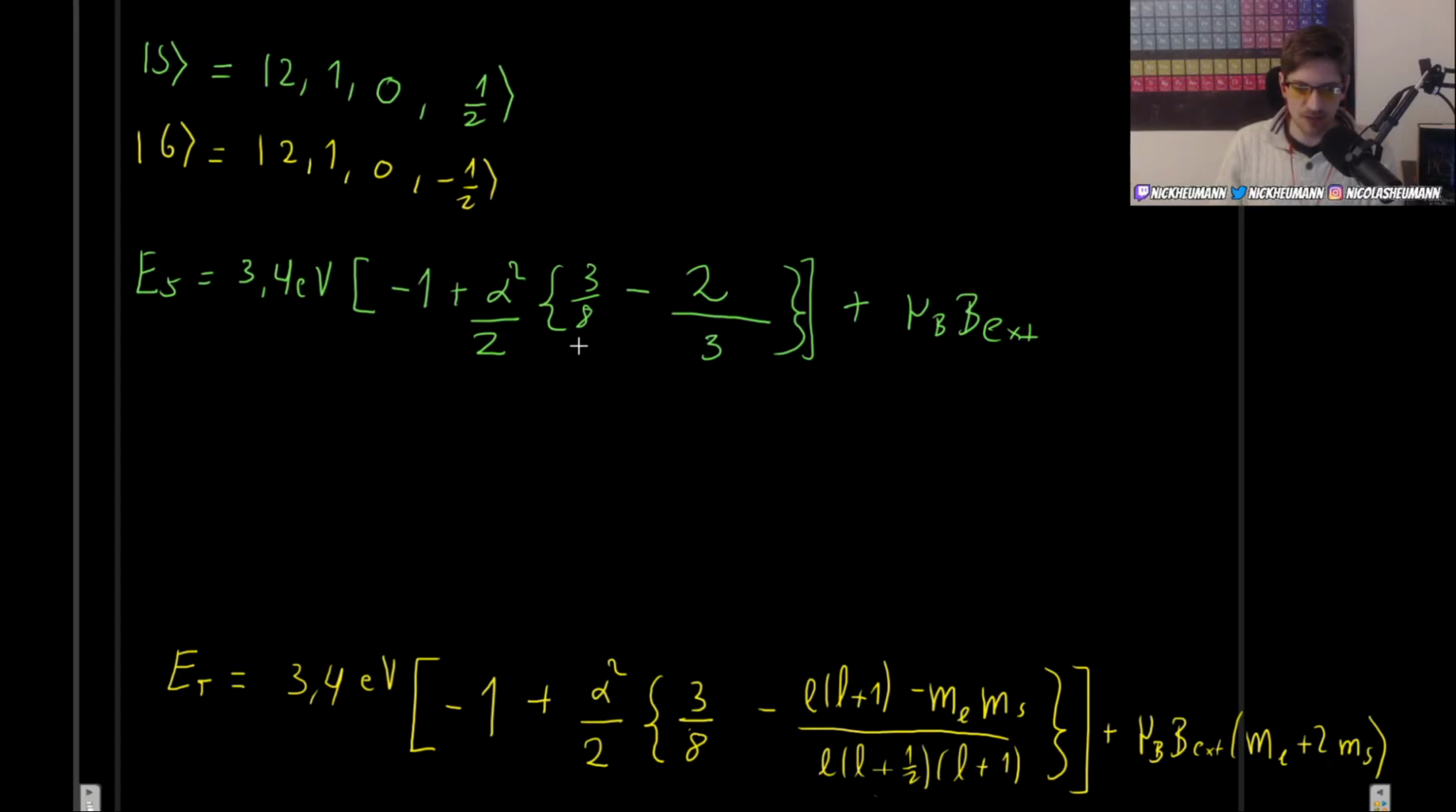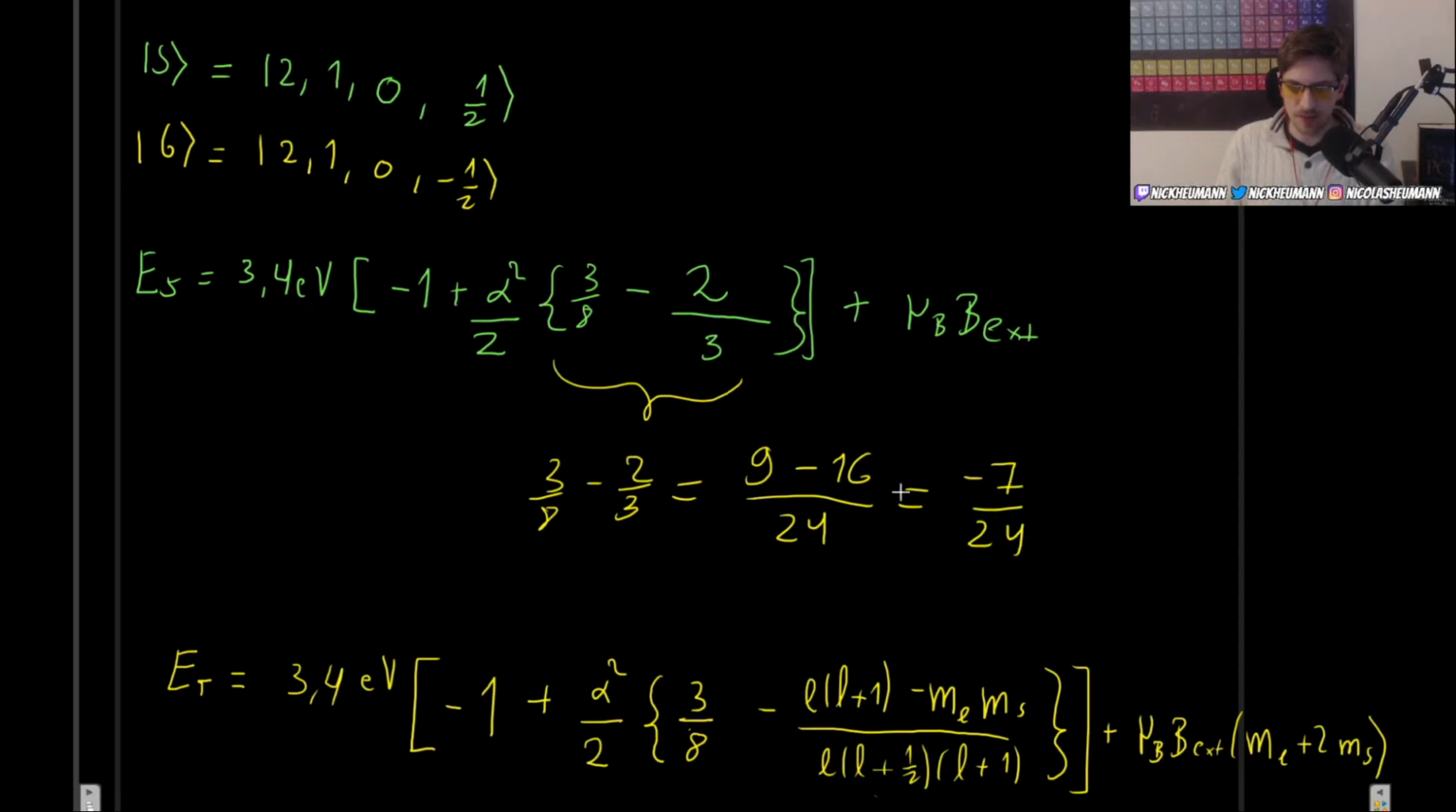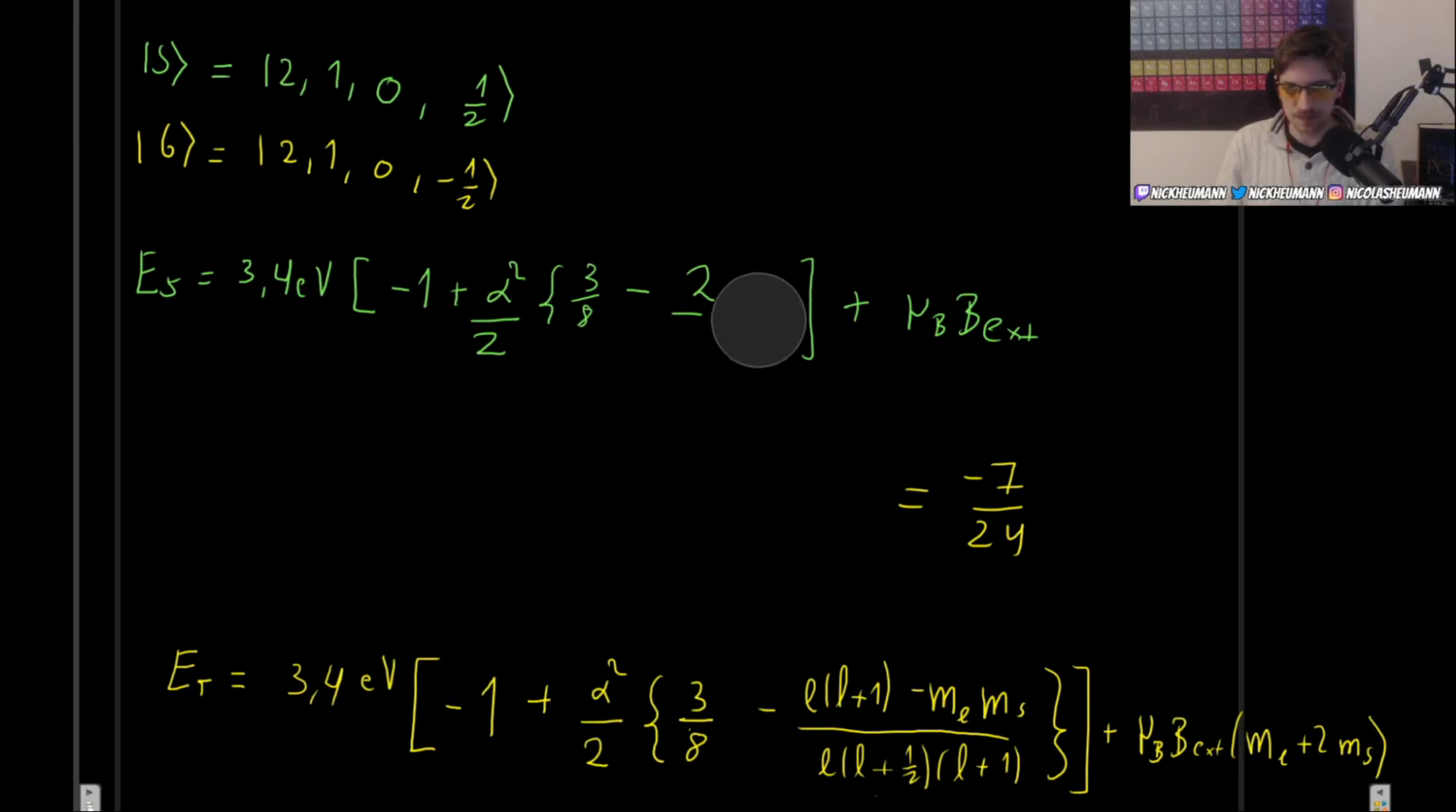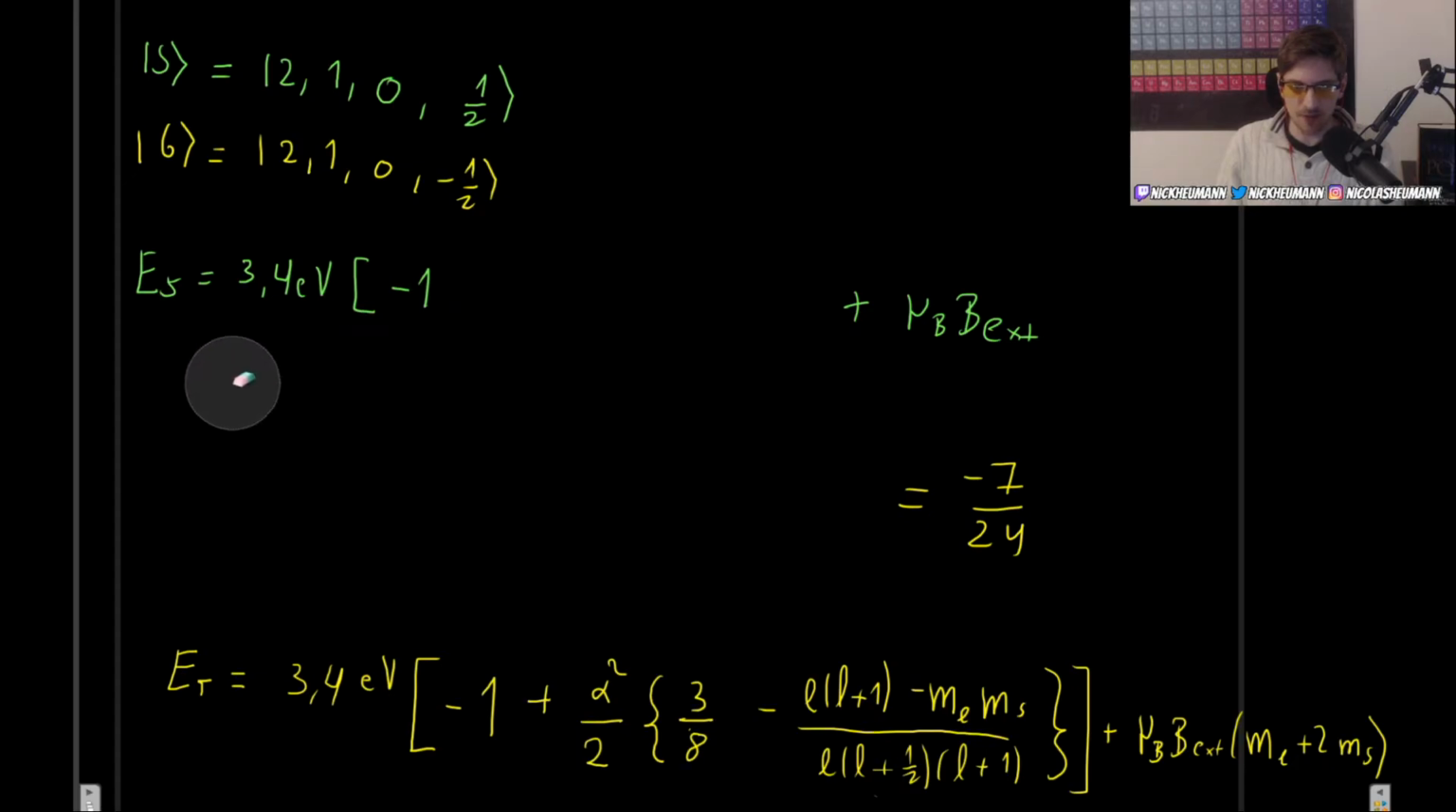Once again, we need to figure out what this is. So this is 3 over 8 minus 2 over 3. We take common denominator. That's 9 minus 16 divided by 24, which is -7 over 24. Let's plug it in, multiply by alpha squared over 1/2. And we get the following, which is -7 alpha squared over 48. Plus, of course, the Zeeman part.